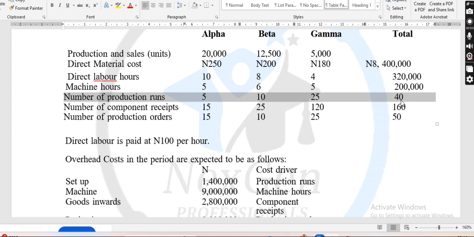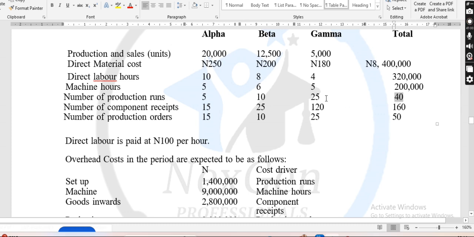Now, sometimes when you add these three together, it will not give you 40. Class, please pay attention to this because I will tell you the worst case scenario. Sometimes when you add 5 plus 10 plus 25, you may not have 40. This is what you need to do: just pick the 40. You just need your cost pool divided by the cost driver. The cost drivers are the numbers of production runs, the numbers of components, and all these things. Just pick the total and move on.